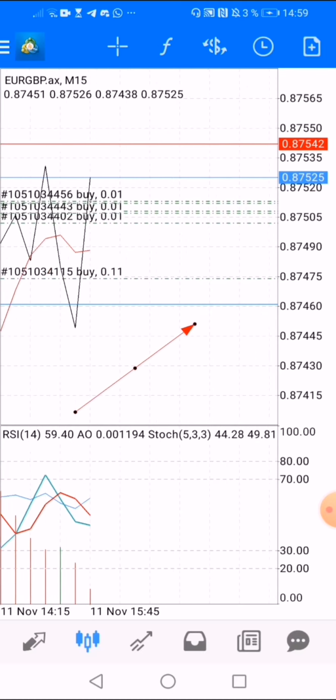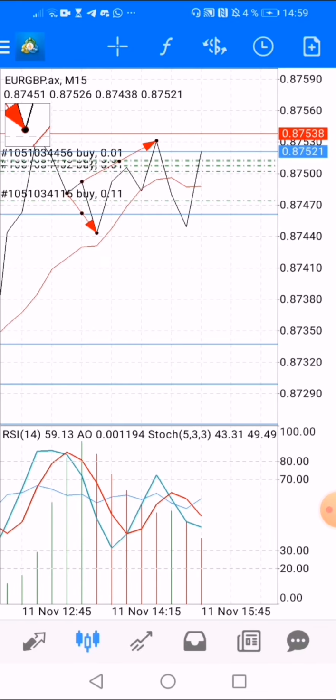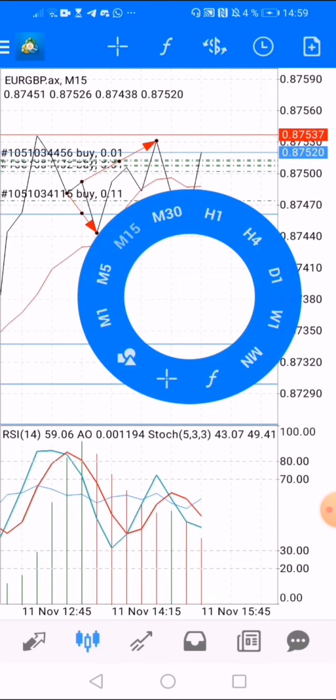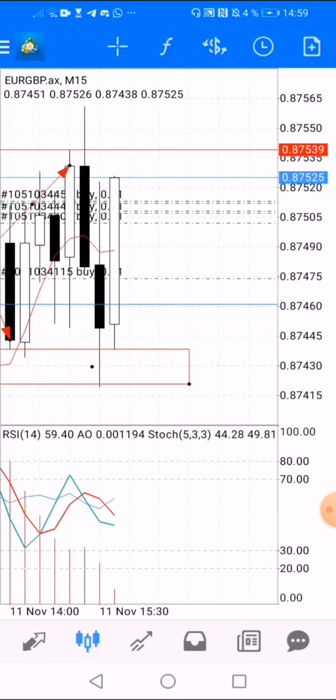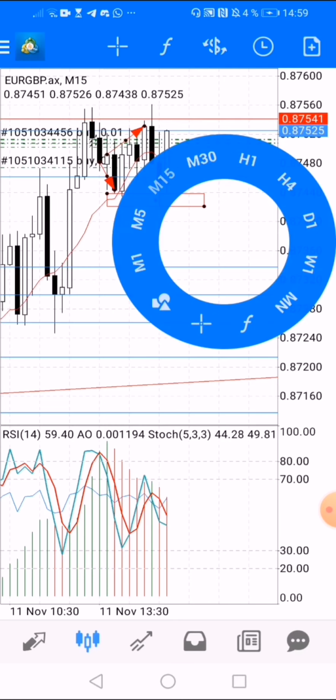So as you can see, higher high and lower low. So we have to buy on the right shadow. Okay, so now we will look in a higher time frame.